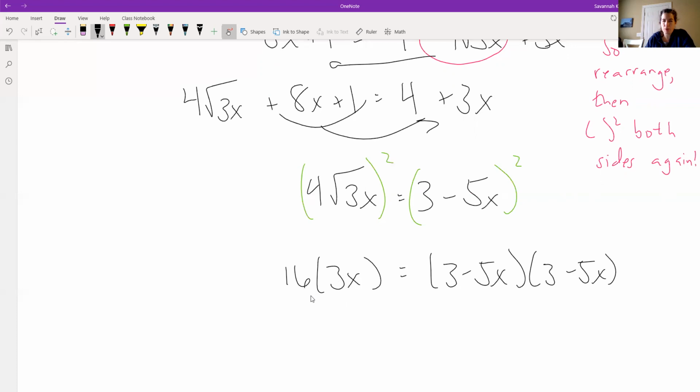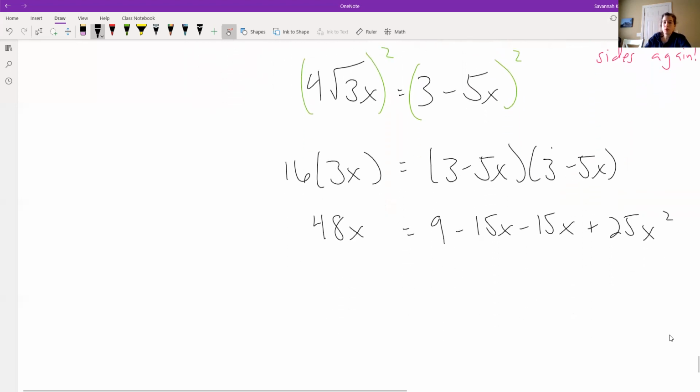All right, 16 times 3, what is that? 48, the x. Then I've got 3 times 3 is 9. 3 times negative 5x, negative 15x. Negative 5x times 3, negative 15x again. And then the negative 5x's, when multiplied to each other, will turn positive 25x squared.